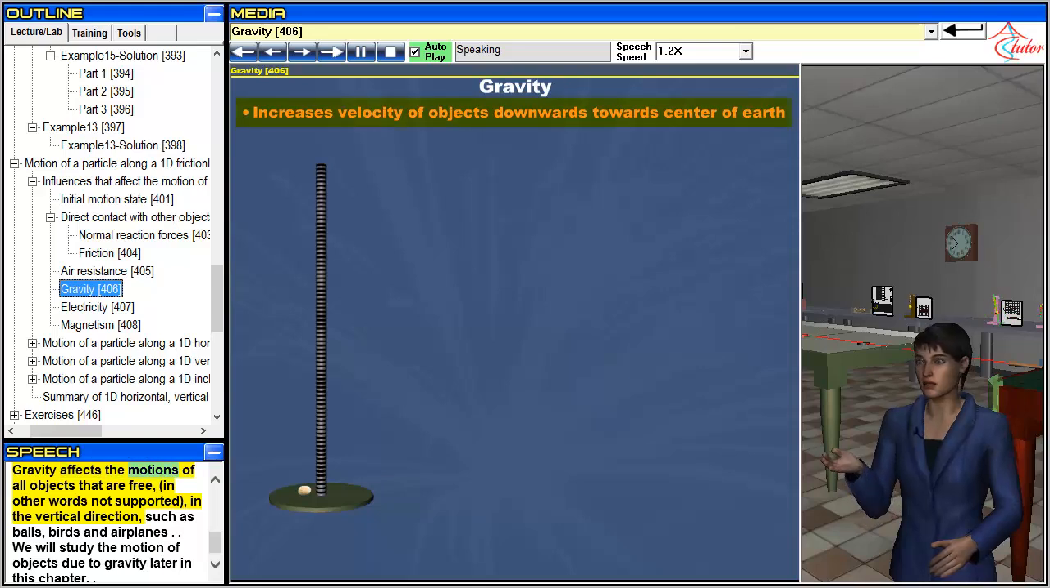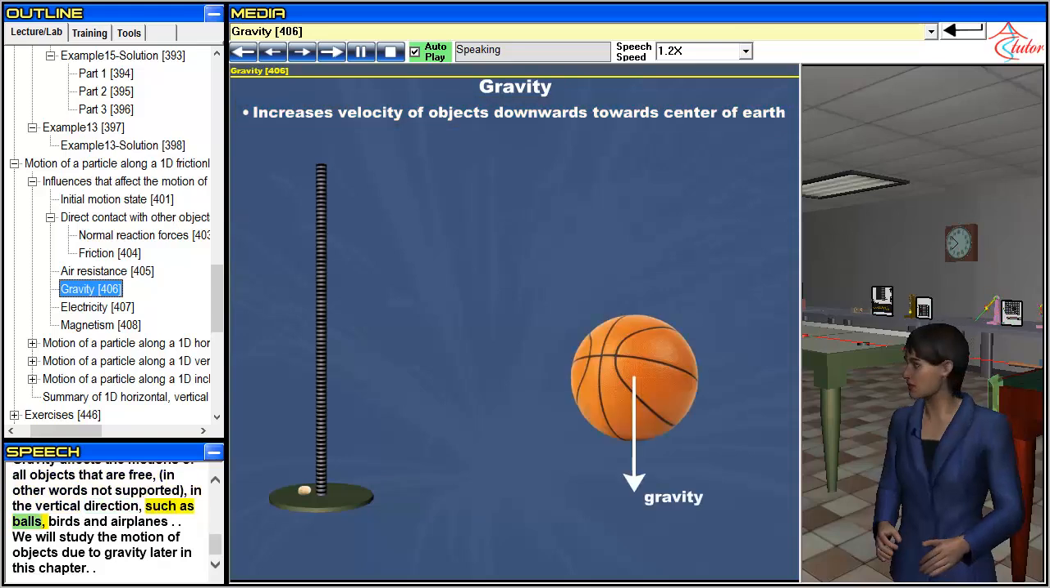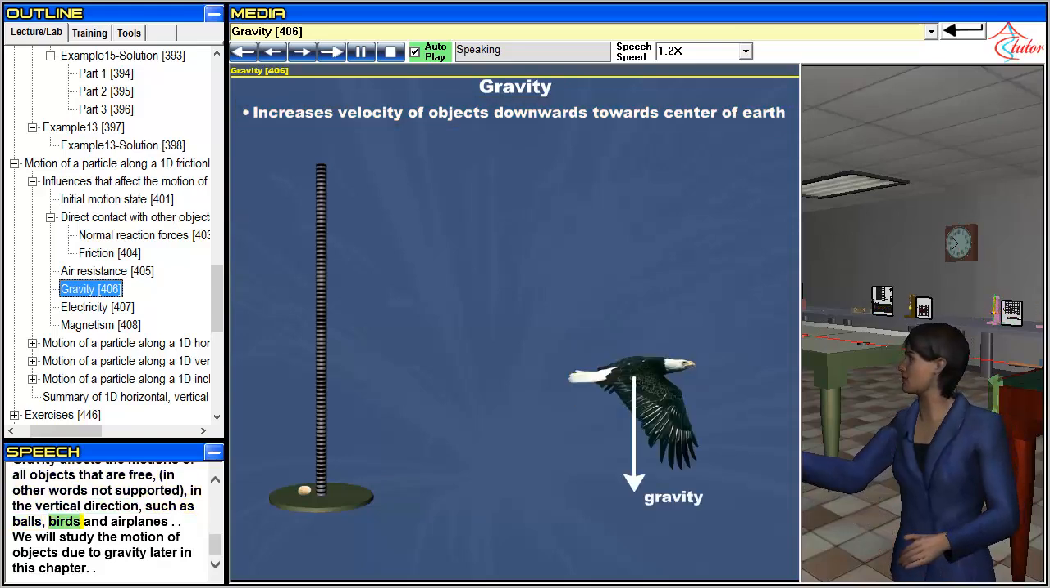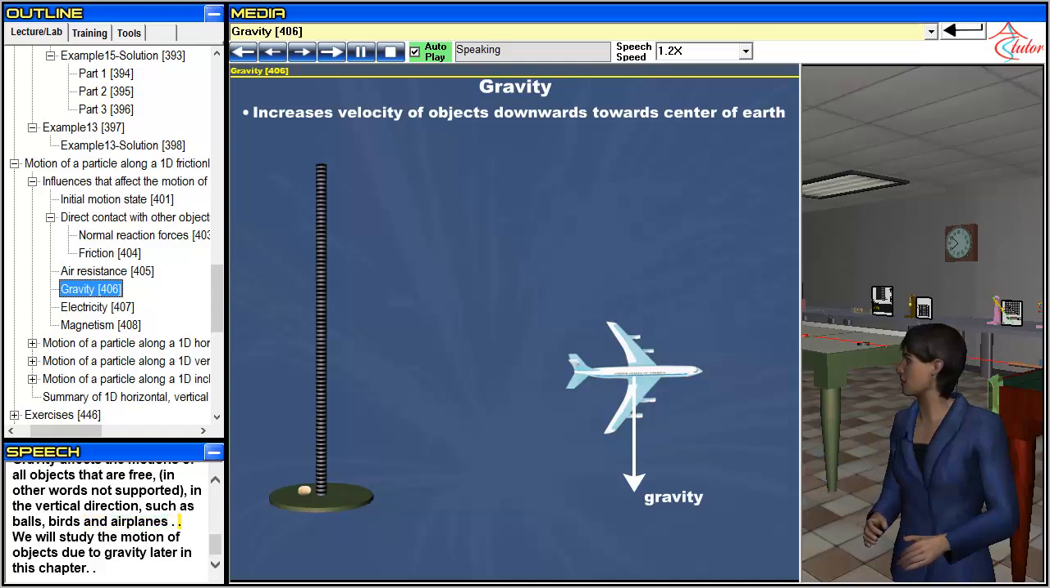Gravity affects the motions of all objects that are free, in other words not supported, in the vertical direction, such as balls, birds, and airplanes. We will study the motion of objects due to gravity later in this chapter.